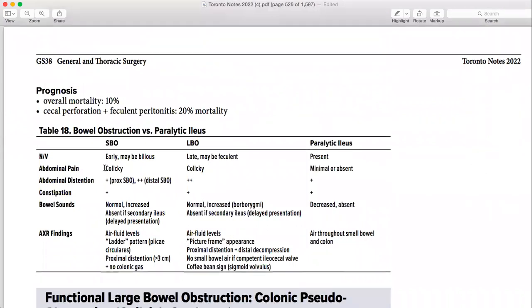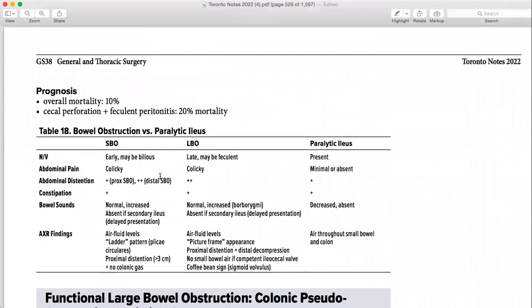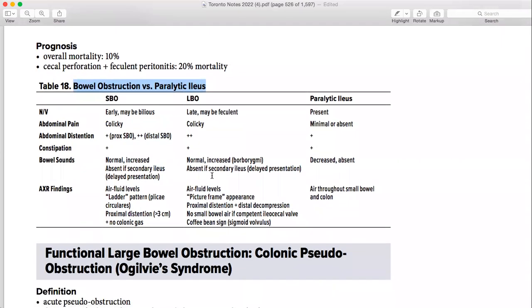Then prognosis. This is a very nice distribution about the SBO, LBO, and paralytic ileus. So you can read this one, it will help you a lot. If you are going to start the topic, first go through this and then go and read small bowel obstruction, large bowel obstruction, and paralytic ileus. It will help you build up a different concept, and whatever you are reading, open Google and see the pictures of it.